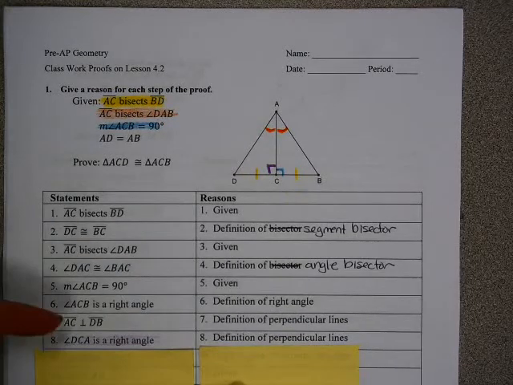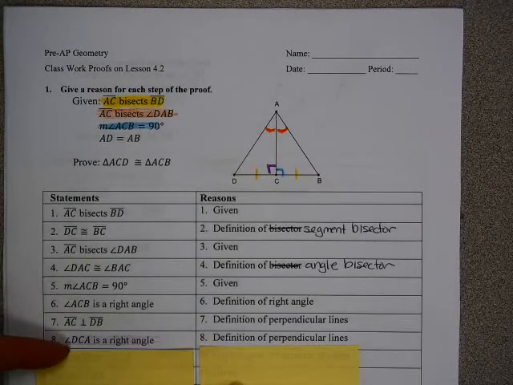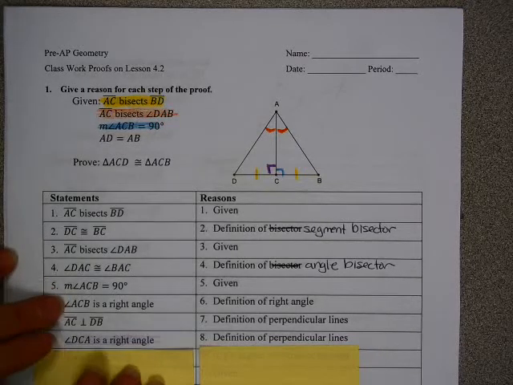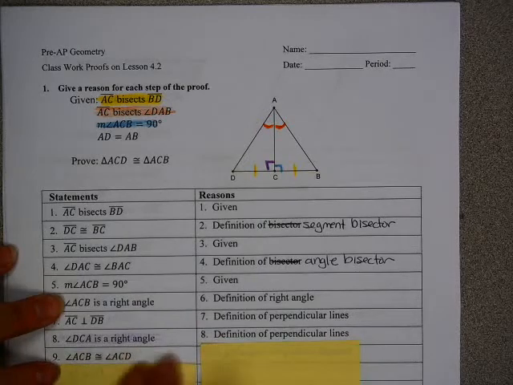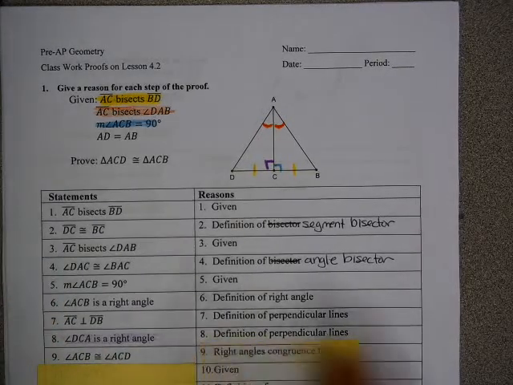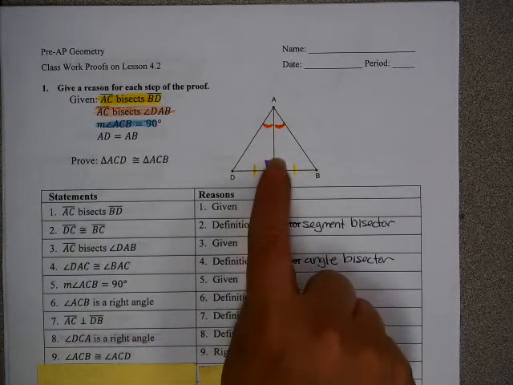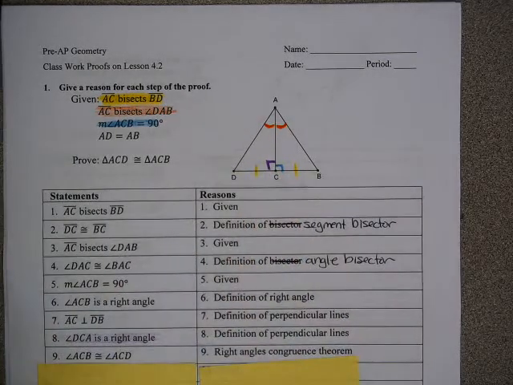Okay, so now I have this one being a right angle and this one being a right angle. And there is a theorem that states that all right angles are congruent. So therefore, I can say that these two angles are congruent, and that theorem is called the right angles congruence theorem. So now I've got these two angles being congruent.